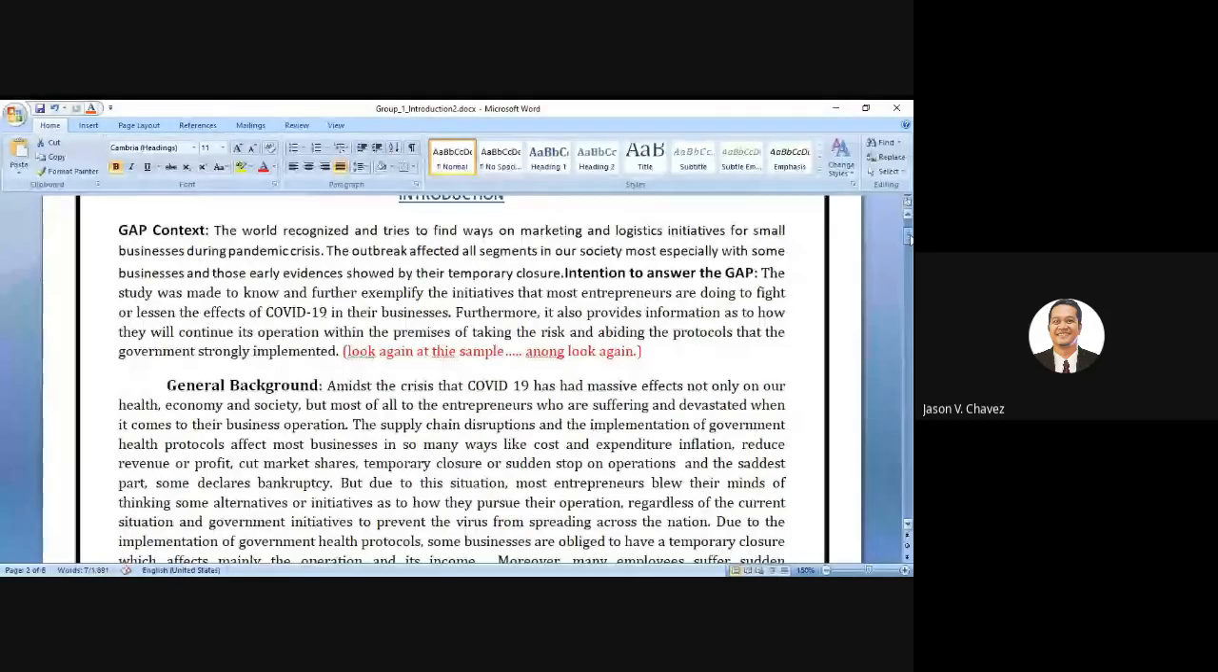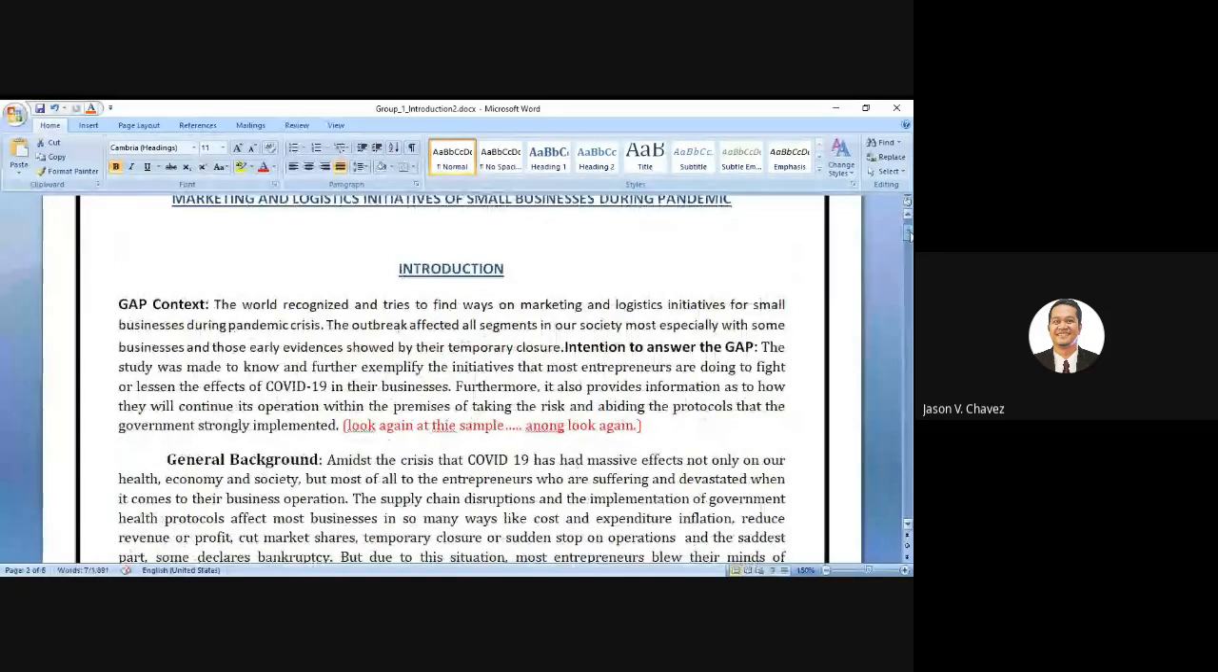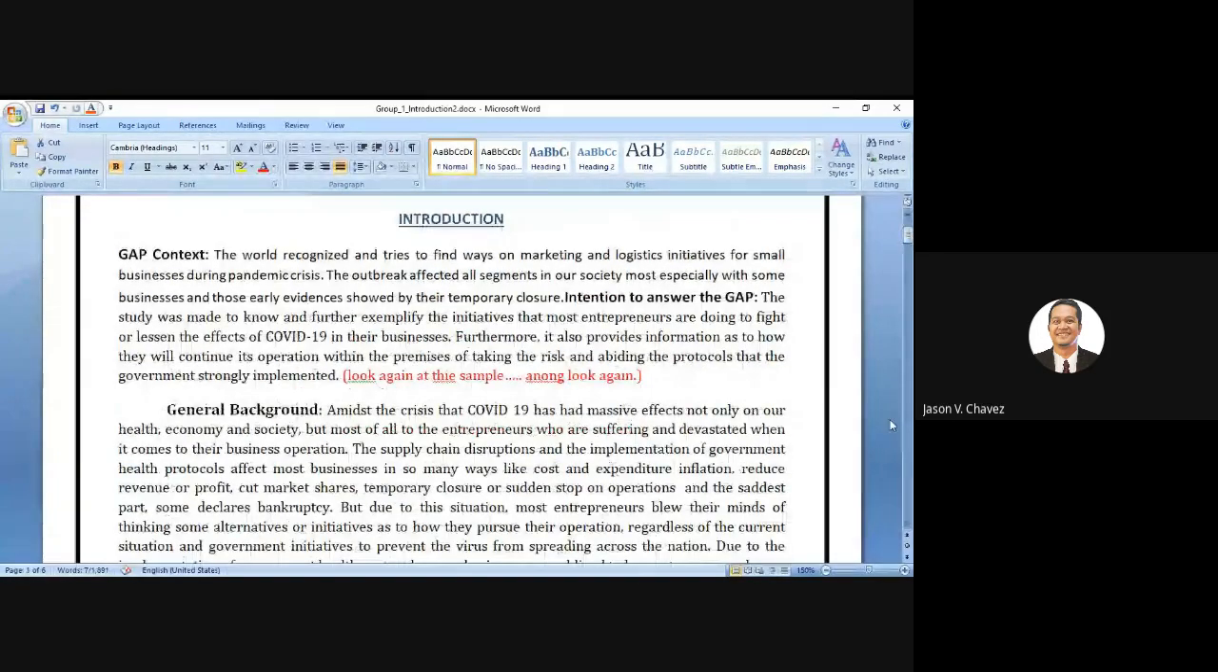Has a lot of comments, but I commend them for having a good structure in terms of the flow of the research and organization. But let's be very specific. Okay. So for the sake of confidentiality, I will not be revealing the title or the group name. So let's tackle one by one.